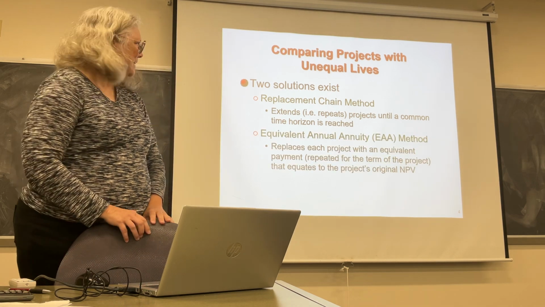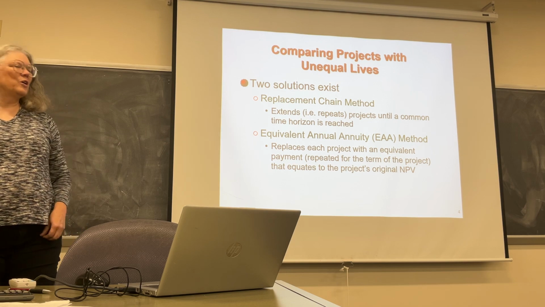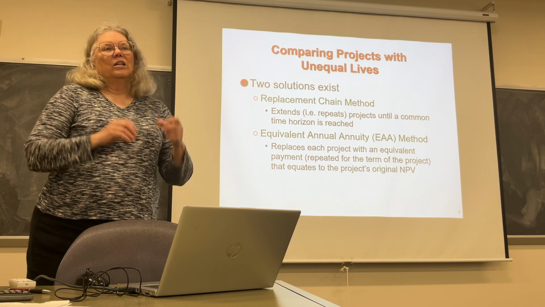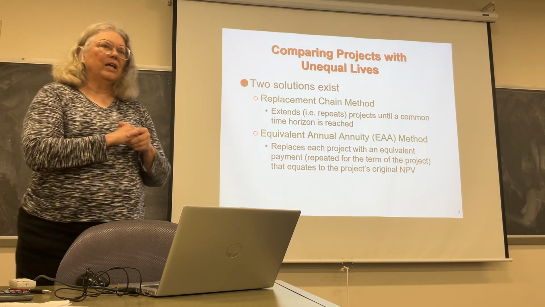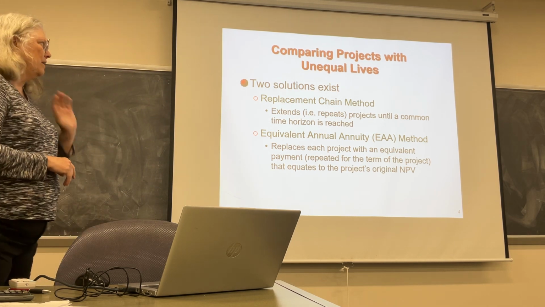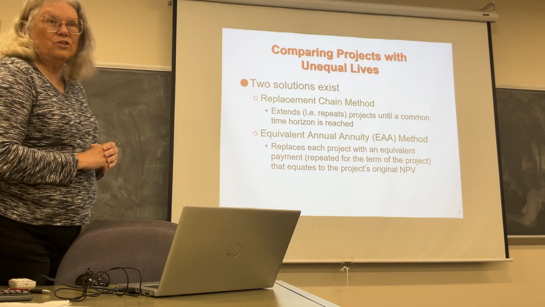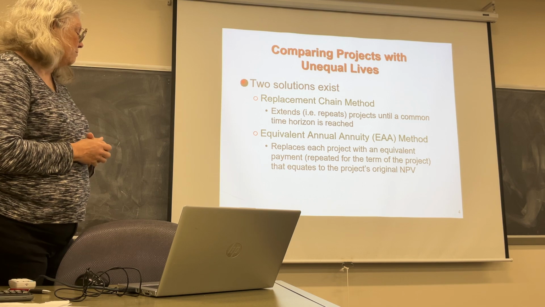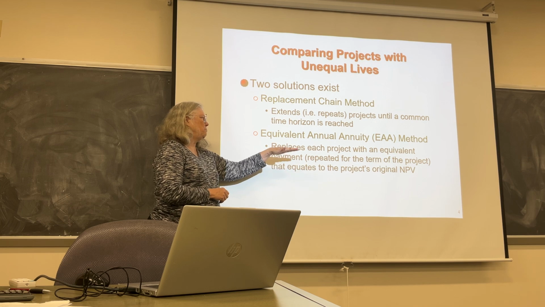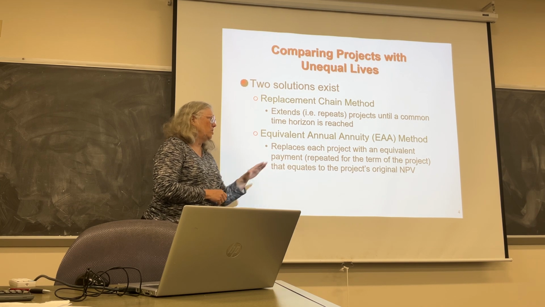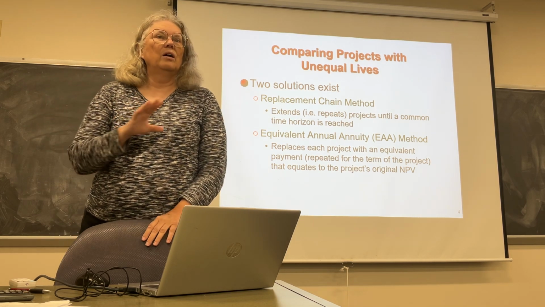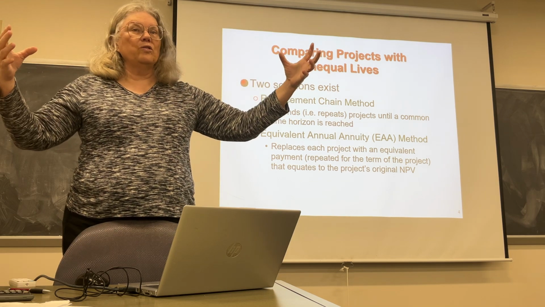The second method is called the equivalent annual annuity method, or EAA. Equivalent, right? The same as. We know an annuity is a regular payment at a regular interval. And in this case, it's an annual annuity, and so that time period is annual. Basically, we're going to replace each project with an equivalent payment that equates to the project's original NPV. Then we can just compare those 2 payments. So a stream of cash flows.